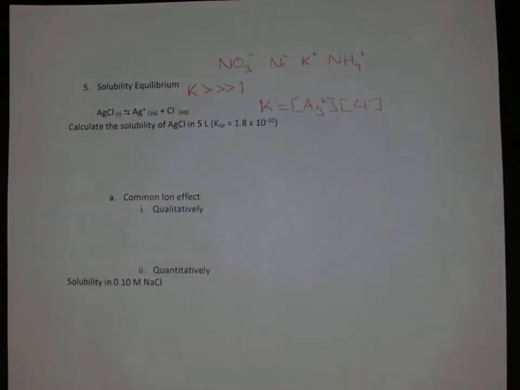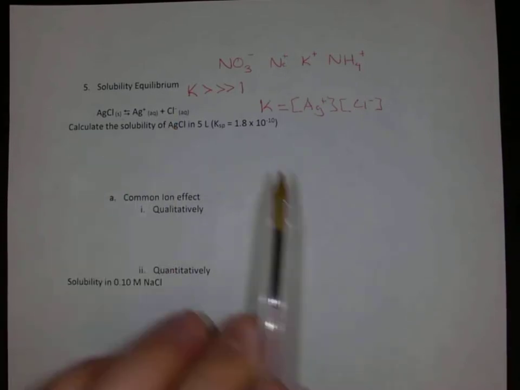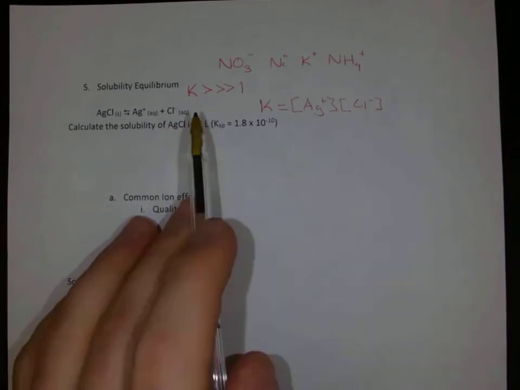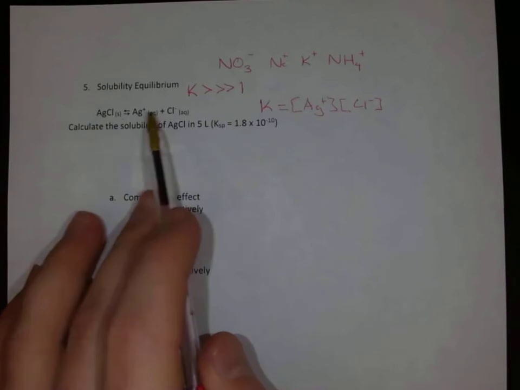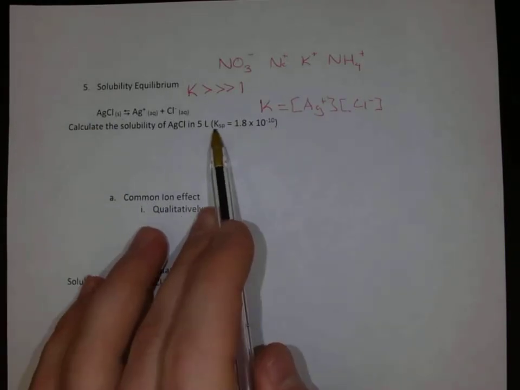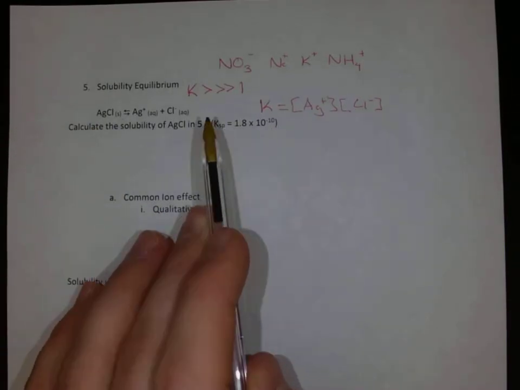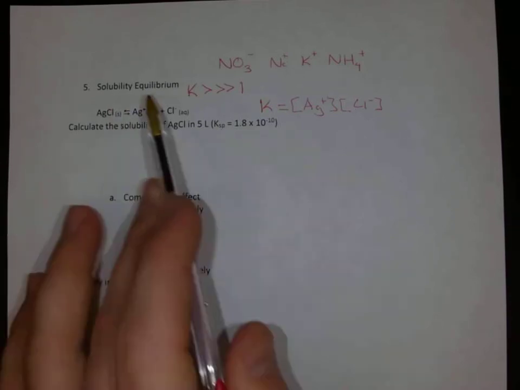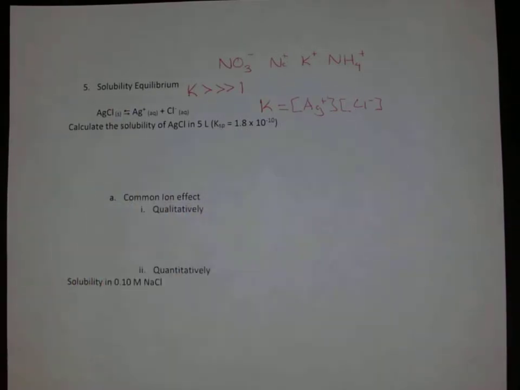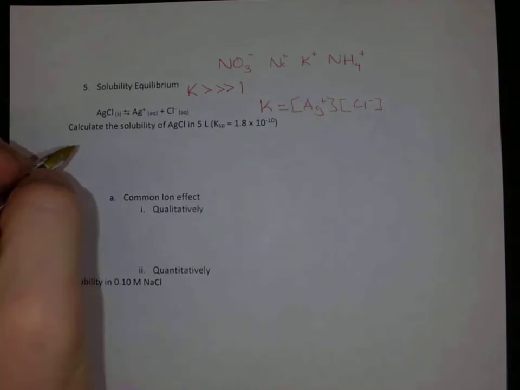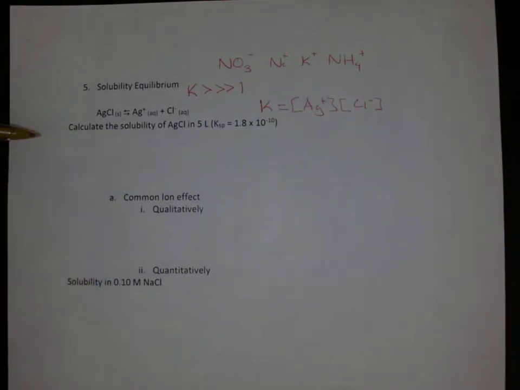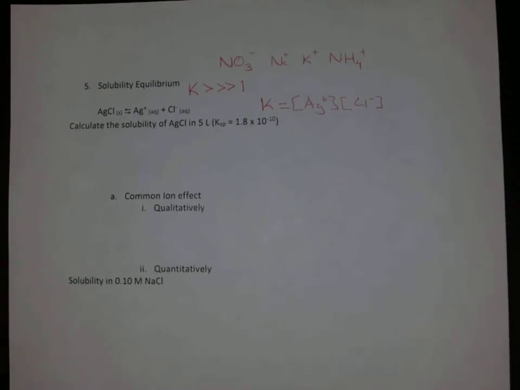Okay, so our K value here is going to be much smaller than 1. Turns out for silver chloride, it's much smaller than 1. The K value, KSP, the solubility product, KSP is 1.8 times 10 to the minus 10th. So that is what it equals, okay? So what we can do with this is calculate the solubility of silver chloride in 5 liters. We can calculate how much silver chloride will dissolve in 5 liters. This is a pretty big gallon.